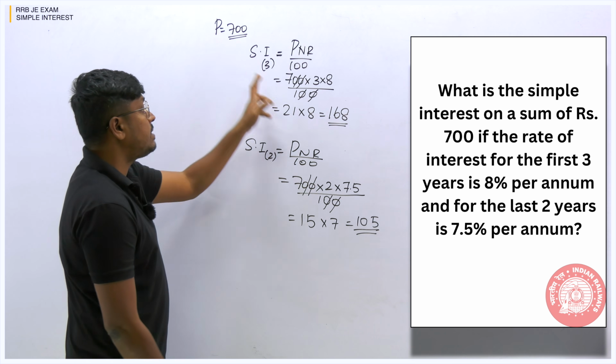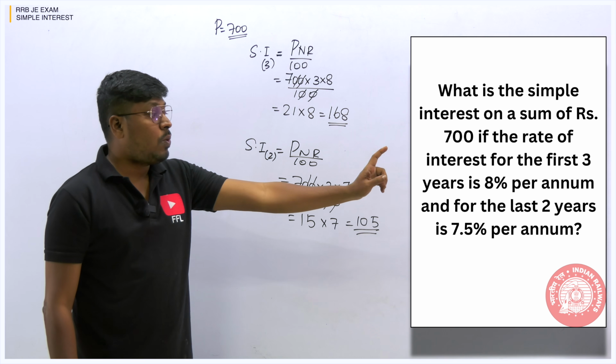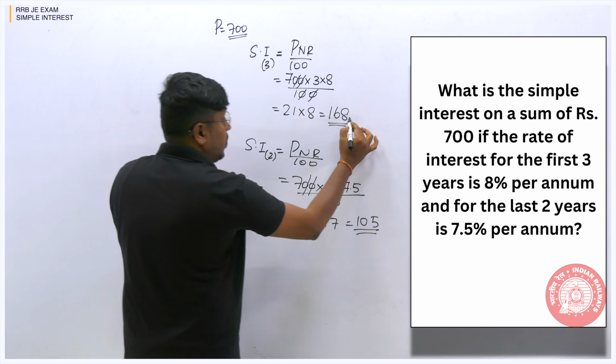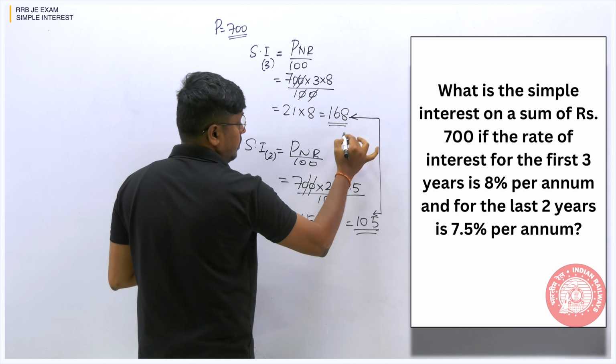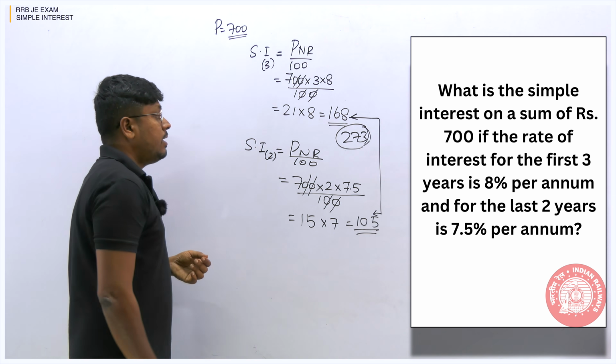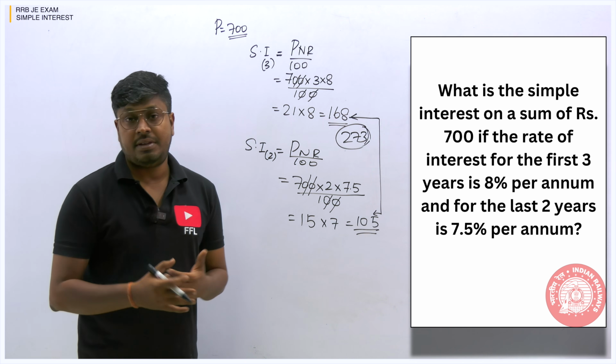And for the first 3 years, the simple interest is 168. According to the question, what is our target? What is the simple interest on a sum? That means the total simple interest. So when you add these two values, it's 273. So 273 will be the total simple interest for the 5 years.